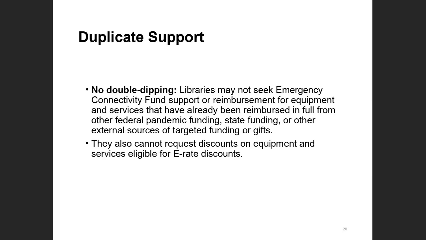And also, again, you cannot request discounts on equipment and services that are eligible for E-rate discounts. So as an example, you can't get a router for your library building because that's eligible for E-rate. And then also, the service location is a problem for the Emergency Connectivity Fund.